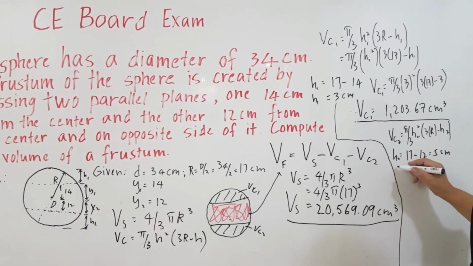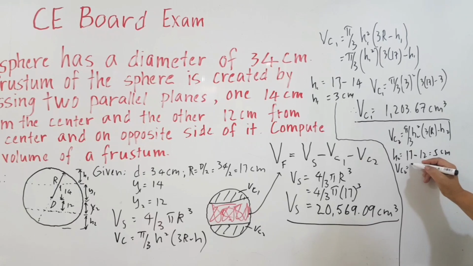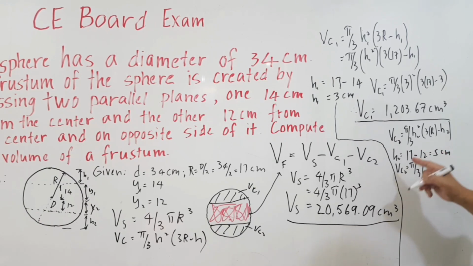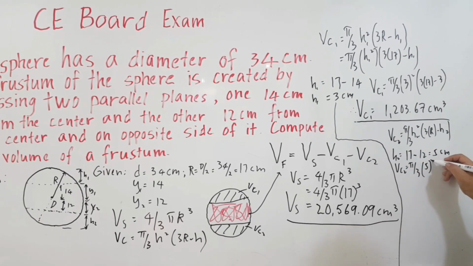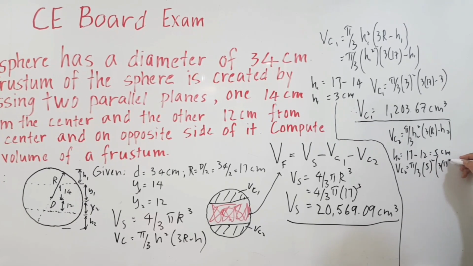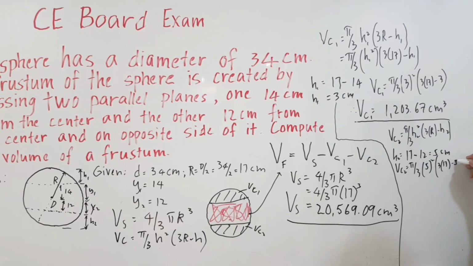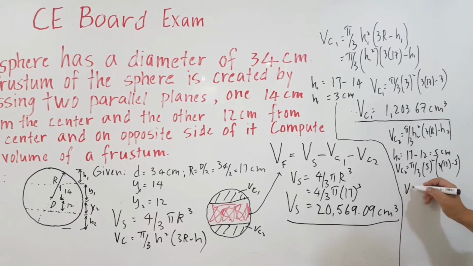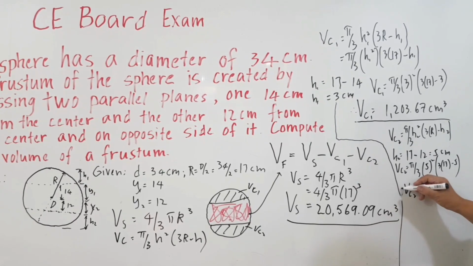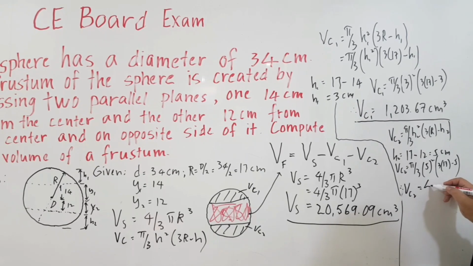Substituting this, VC2 therefore is equal to pi over 3 times h2, which is 5 squared, multiplied by 3 times the radius, which is 17 minus h2, which is 5. Therefore, volume of spherical cup 2 is equal to 452.16 cubic centimeter.